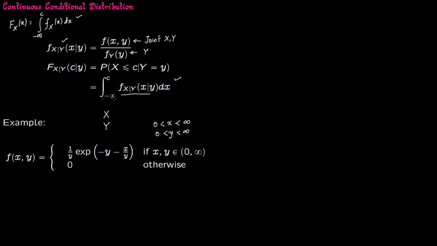So notice that we generally consider the interval from minus infinity to infinity, just like here. But in this case, it is 0 outside 0 to infinity, so we just consider the interval 0 to infinity. So first step is you copy down this definition right here. So focus on the denominator. The denominator is the marginal density.